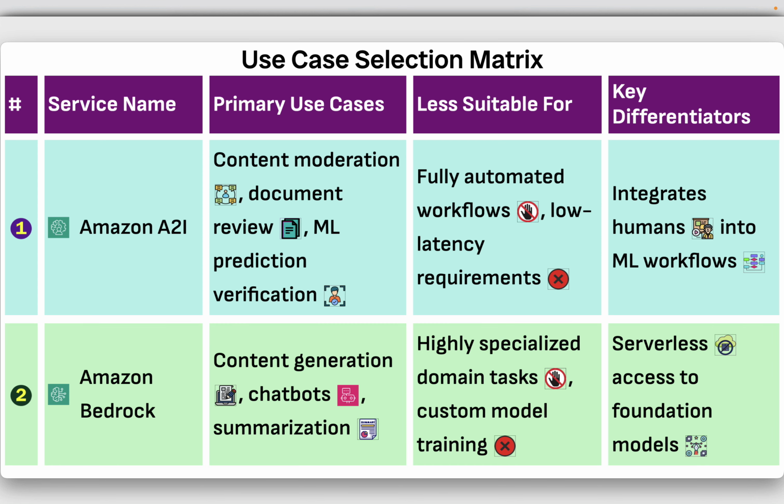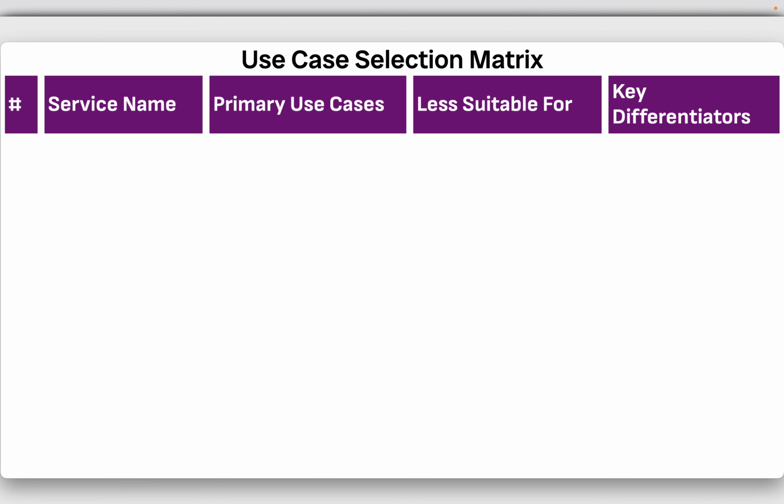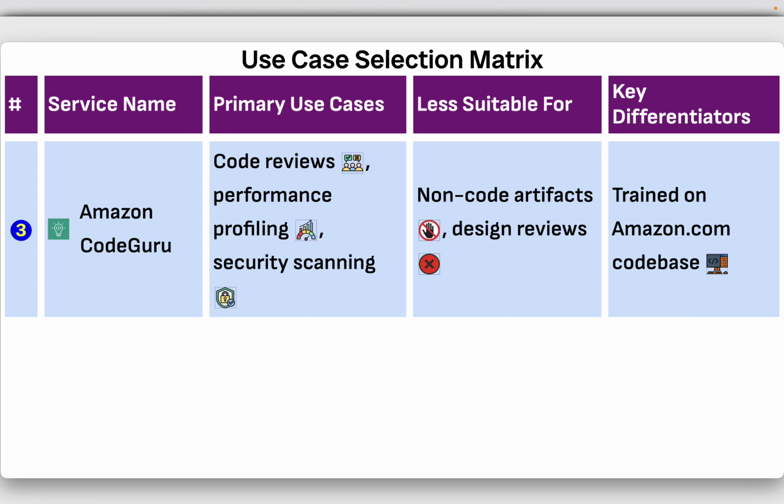Next, we have Amazon Bedrock. Primary use cases are content generation, chatbots, and summarization, but it is less suitable for highly specialized domain tasks and custom model training. Key differentiators are serverless access to foundational models. Next, we have Amazon CodeGuru. Primary use cases are code reviews, performance profiling, and security scanning, but it is less suitable for non-code artifacts and design reviews. Key differentiators are it is trained on the Amazon.com code base.